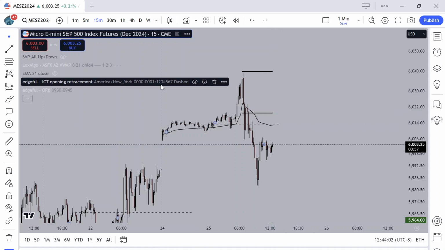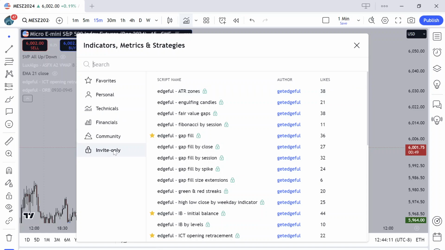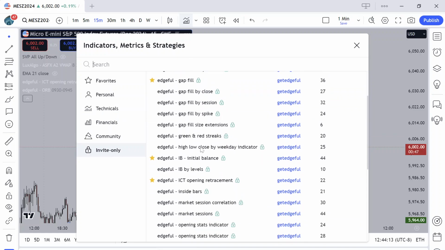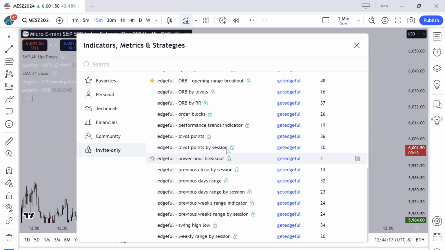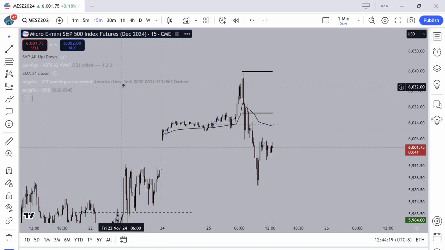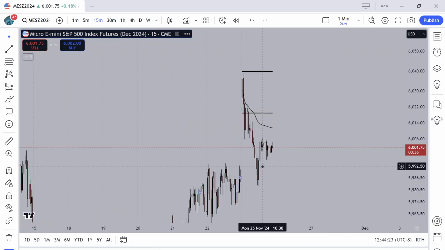So this is an indicator by Edgeful. You get it for free with their platform. Super great, and you can see how many there are. You could play around with all these. There's so many different indicators for anything you're trading, really. I just wanted to show that before I go to my regular trading hours here.